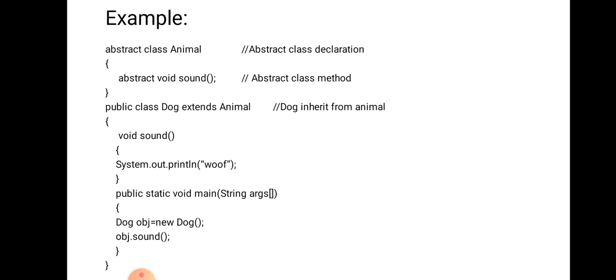Now another class has been created named Dog, and it extends the Animal class. That means Dog inherits from Animal, and in that Dog class we defined the method sound, which is declared in the base class. Here in this method I have printed one statement, and in the public static void main String args method I created an object of the derived class, that is the Dog class, and called the sound method, which is in the derived class but declared in the base class. So this is an example of abstraction.